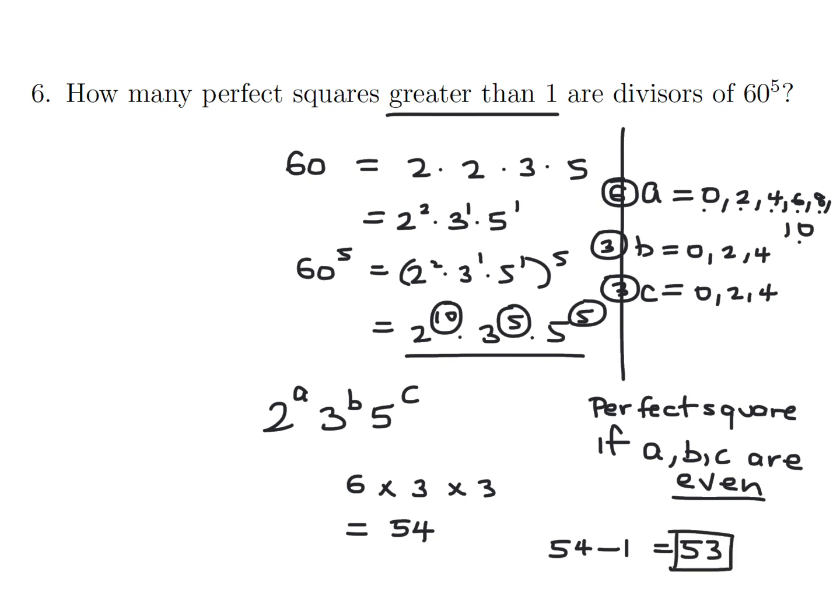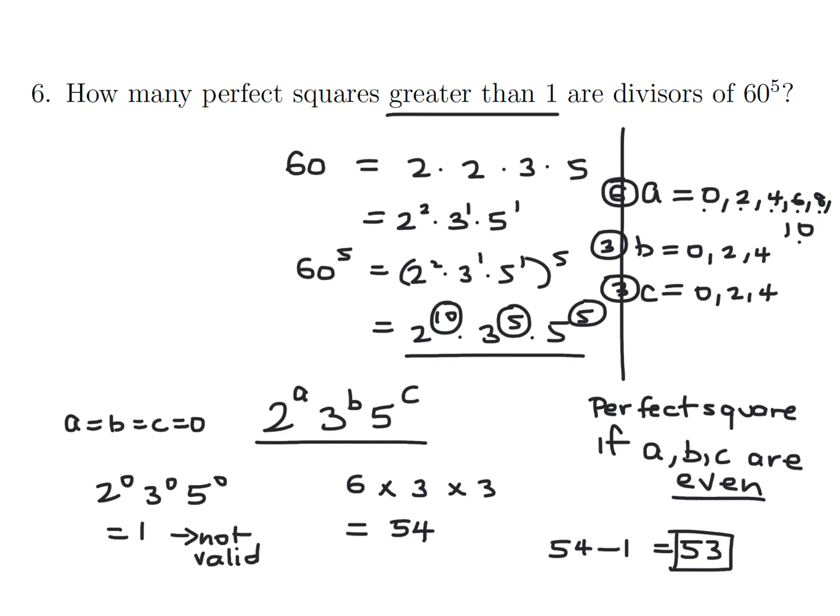Because if a, b, and c all equal 0, then this expression would be 2 to the 0, 3 to the 0, 5 to the 0, which is 1. And this is not valid. Why? I mean, it's a perfect square, but they don't want it because they want perfect squares greater than 1. So therefore, we have to not count that one. And that's why the answer is 53 and not 54.